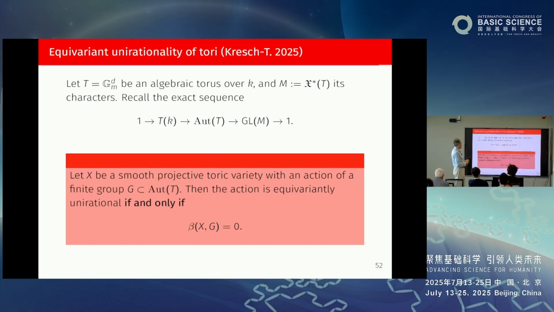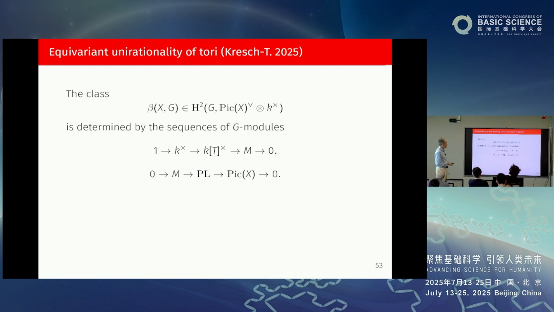So now, okay, the theorem is that if you have a smooth projective toric variety with an action of a finite group that comes from automorphisms of the torus, then the action is equivariantly unirational if and only if the class vanishes. The vanishing is necessary, but also sufficient in this case. Now, it turns out that it can be computed. How do you compute it?